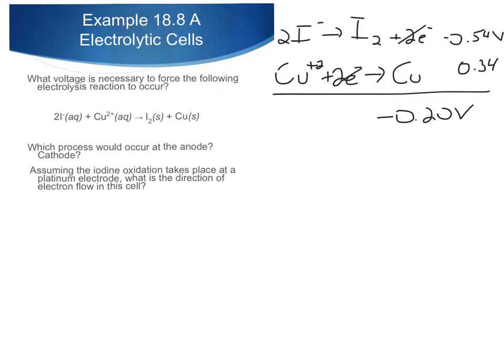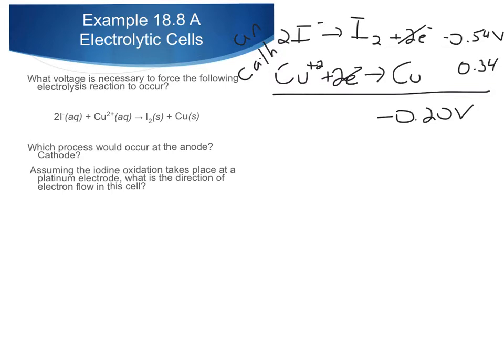Anode and cathode is going to be the same thing. The iodine is happening at the anode, and the copper is happening at the cathode, because that's still which one's oxidized, which one's reduced. And because we need a metal electrode, this says assuming the iodine oxidation takes place at the platinum electrode, what is the direction of the electron flow?